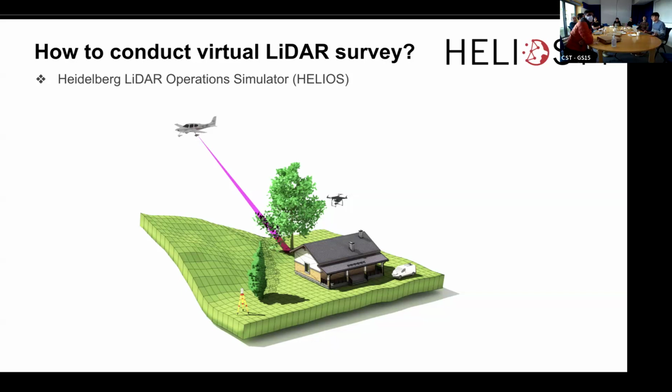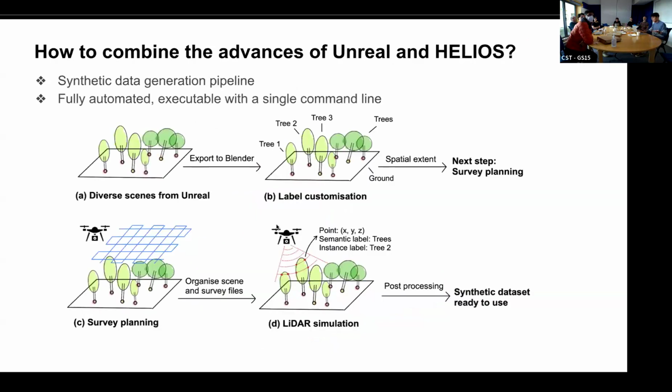So we now have this Unreal Engine that can give us large-scale diverse scenes. We also have this simulator that can do the laser scanning, but how can we combine these two? So here is where my work steps in. I developed a synthetic data generation pipeline that combines the advantages of both the Unreal Engine for diverse forest scenes and Helix to allow realistic laser scanning. And it basically contains, I think, 4 main steps.